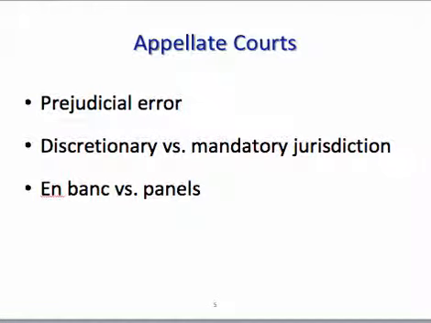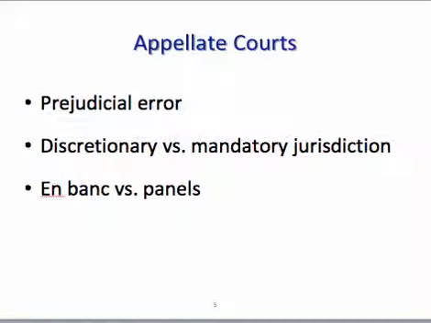The appellate courts, as I mentioned, are looking at cases where there's been some sort of what's called prejudicial error, some flaw in the way that the trial was conducted that weighted the decision one way or another unfairly.